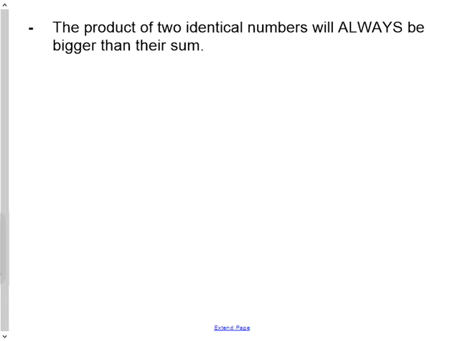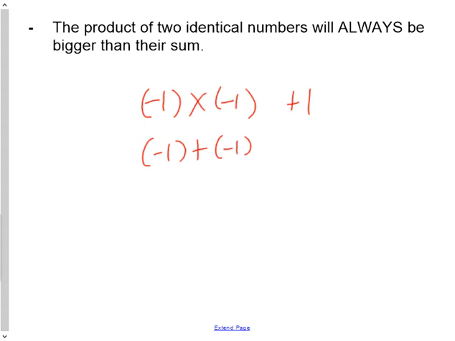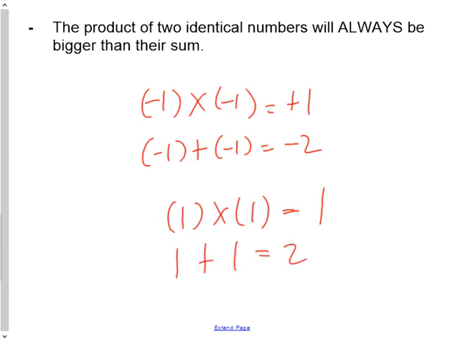So if we took -1 and multiplied it by itself, the product of -1 and -1 is +1. And if I added those together, I would get -2. So far I'm like, hold on, maybe that is true. The product is going to be greater than the sum. But then if I took the number +1 and multiplied it by itself, an identical number multiplied by itself, I get +1. But if I take those two numbers and add them together, I get +2.